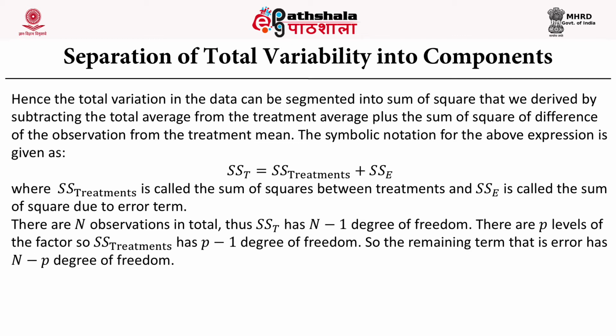There are capital N observations in total, thus the sum of squares of total has N-1 degrees of freedom. There are p levels of the factor, so the sum of squares of treatment has p-1 degrees of freedom. So the remaining term, that is error, has N-p degrees of freedom.